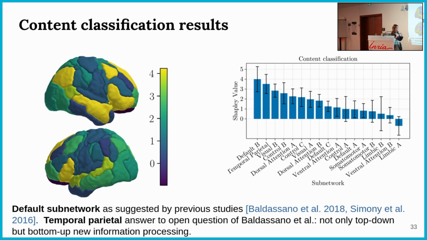So there are two ways to process new information. The first type is top-down processing, where we use our knowledge to elaborate the new information we have. With bottom-up processing instead, we don't use that knowledge, but we build on top of the new information we have. And so the temporal parietal subnetwork is associated with bottom-up information processing.